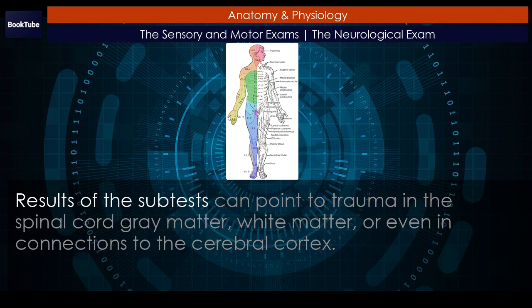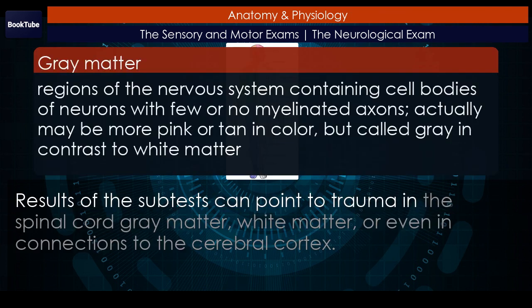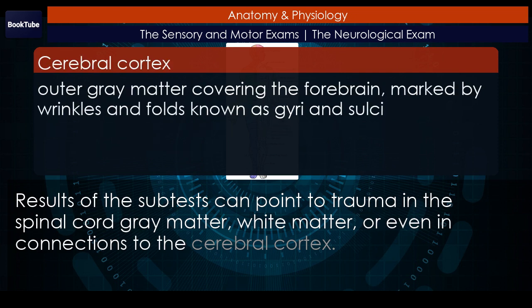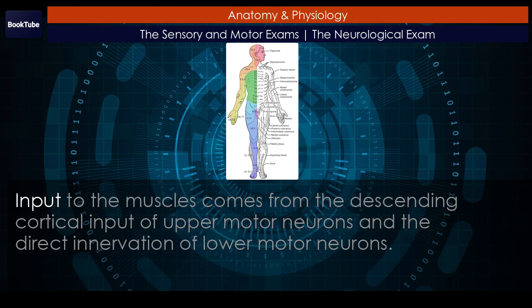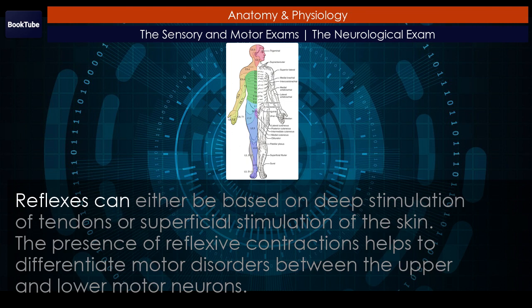Results of the subtests can point to trauma in the spinal cord gray matter, white matter, or even in connections to the cerebral cortex. Motor tests focus on the function of the muscles and the connections of the descending motor pathway. Muscle tone and strength are tested for upper and lower extremities. Input to the muscles comes from the descending cortical input of upper motor neurons and the direct innervation of lower motor neurons. Reflexes can either be based on deep stimulation of tendons or superficial stimulation of the skin.